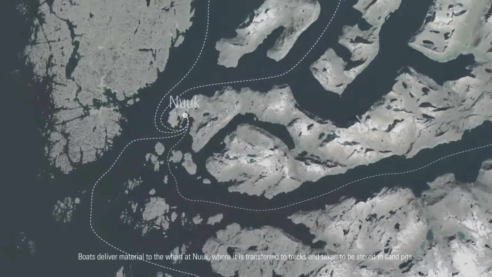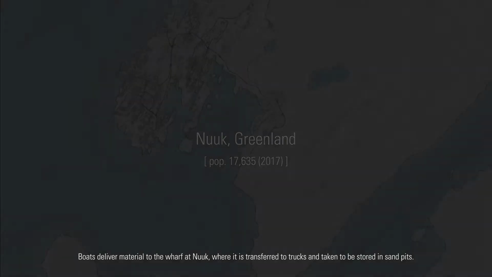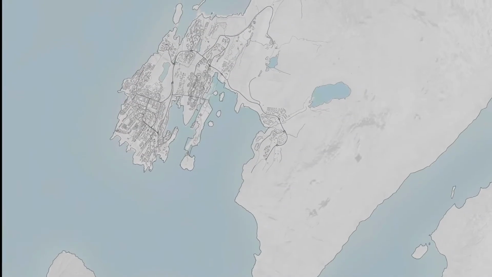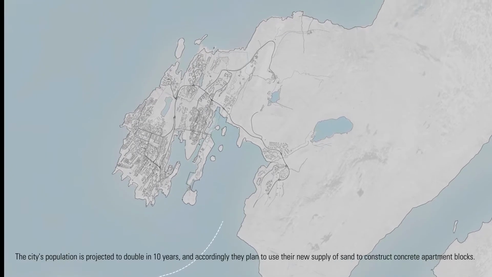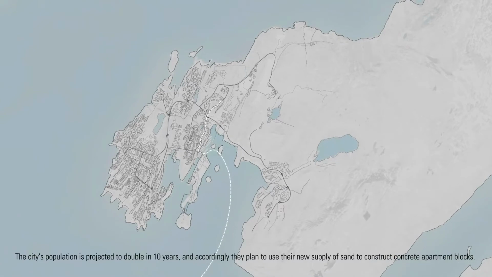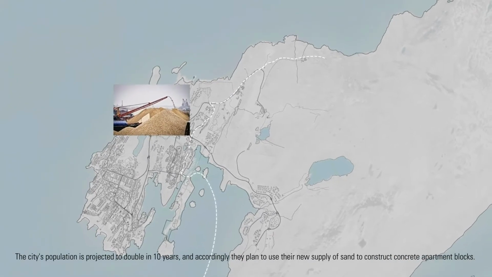Boats deliver the material to the wharf at noon, where it's transferred to trucks and taken to be stored in sand pits. The city's population is projected to double in 10 years, and accordingly they plan to use their new supply of sand to construct concrete apartment blocks.